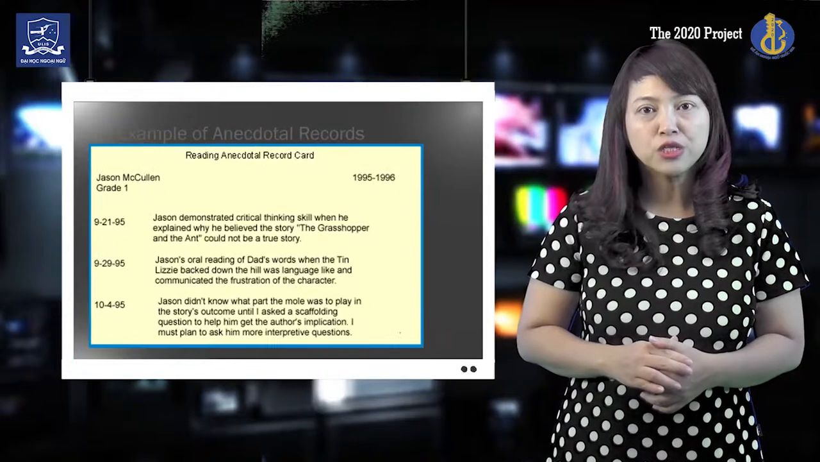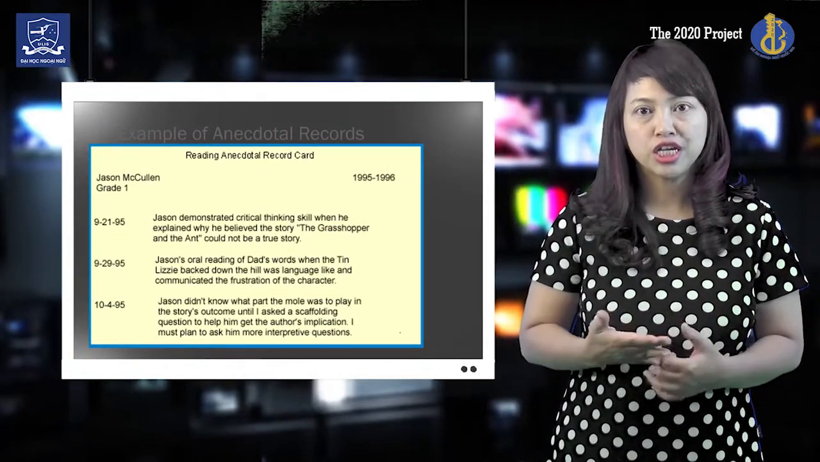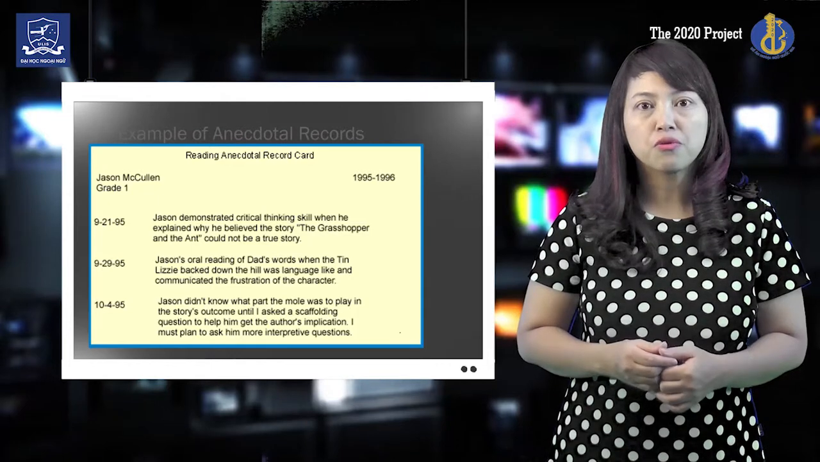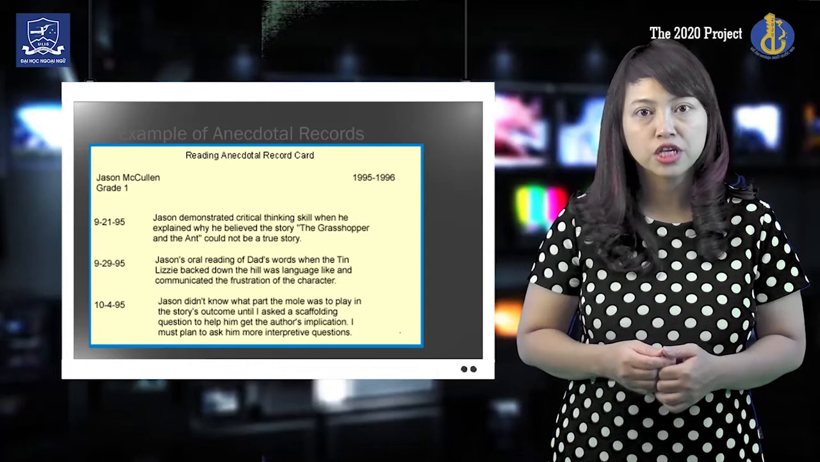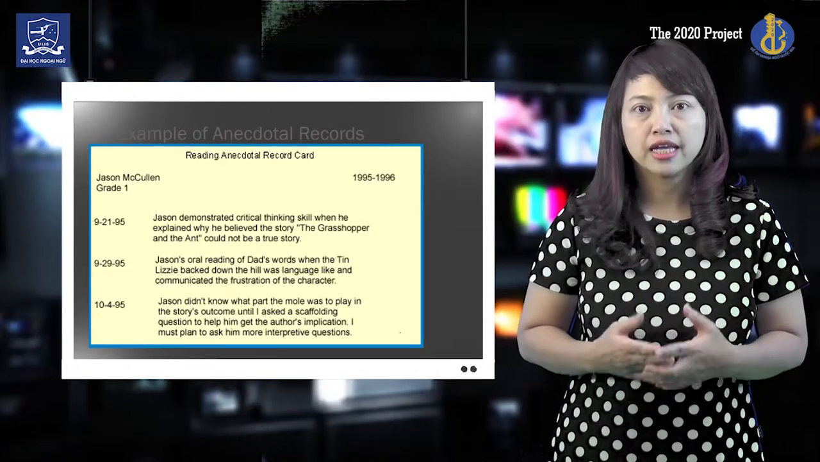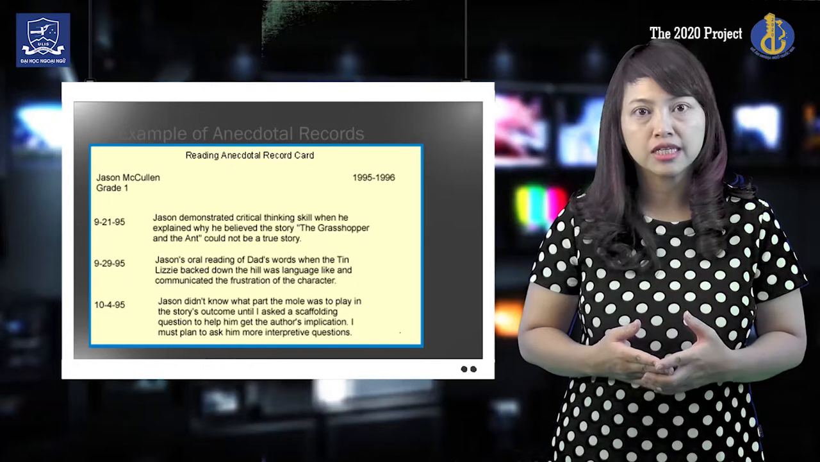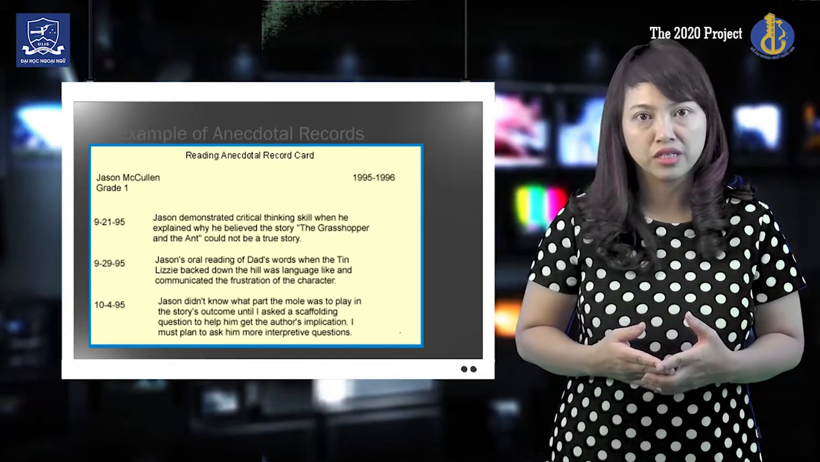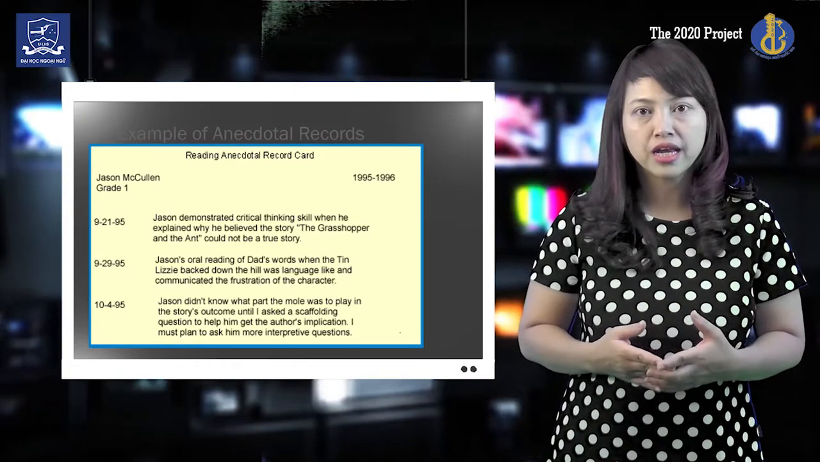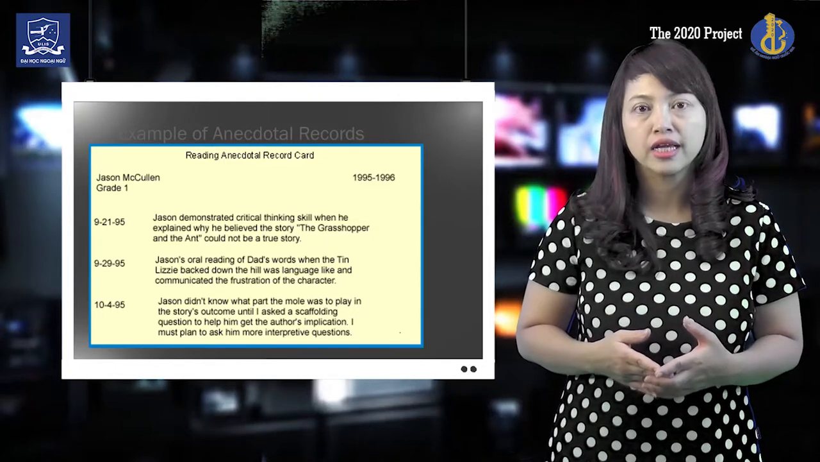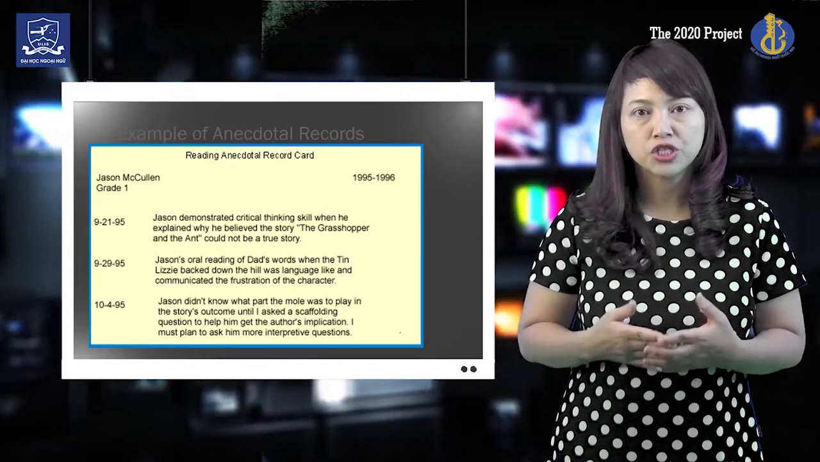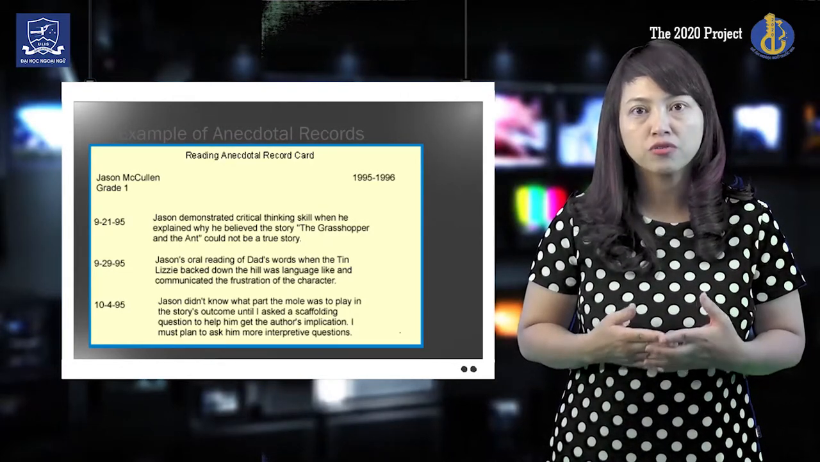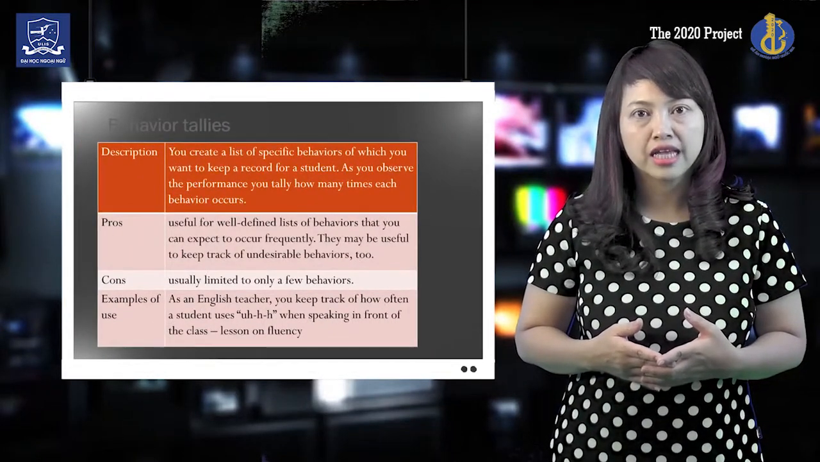An example of anecdotal records can be seen here. Jason is the student. This is a record of several performances Jason made on several days in the skill of reading. The teachers can describe anything he or she considers important in Jason's performance, especially those regarding the targeted objectives of reading, and perhaps other factors which may affect his performance, such as his health or attitudes on the specific day.